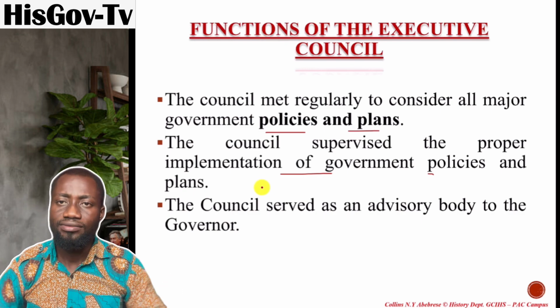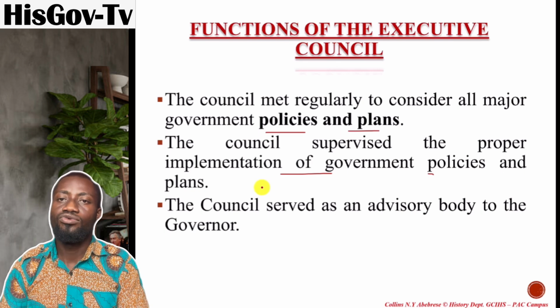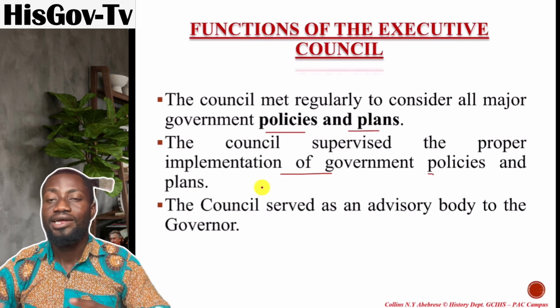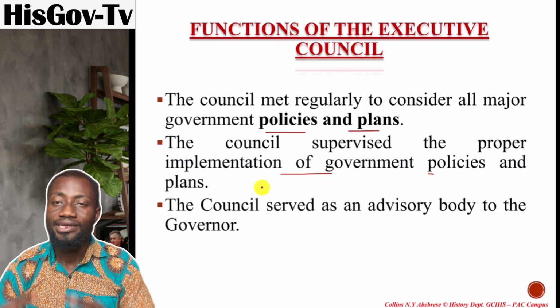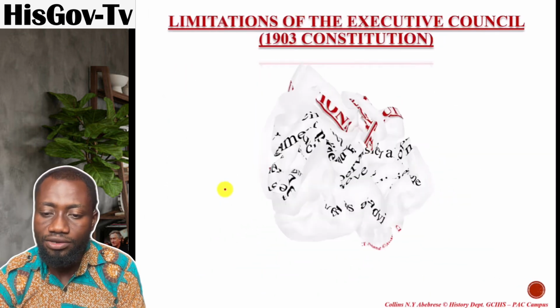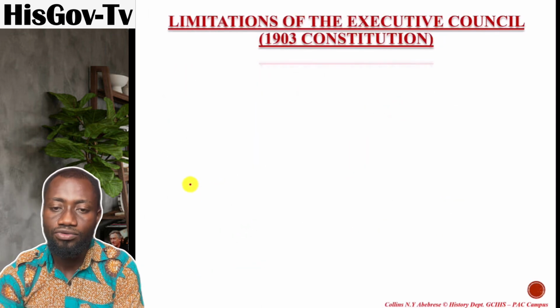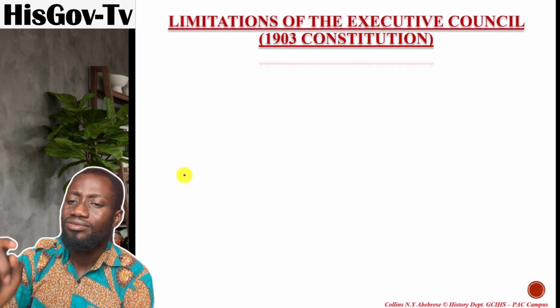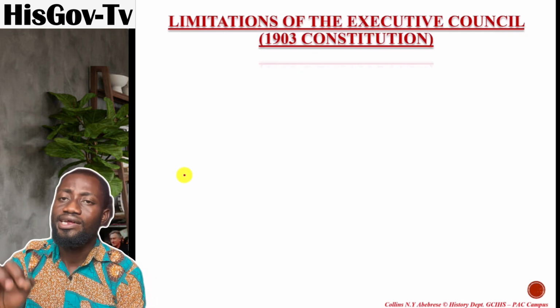And imagine this council has no Gold Coaster. They meet to discuss the Gold Coast, and there is no Gold Coaster in there, and that is not fair. I don't think you would agree to that. So let's take a look at the limitations. What do you think are the limitations of the Executive Council in the 1903 Constitution?